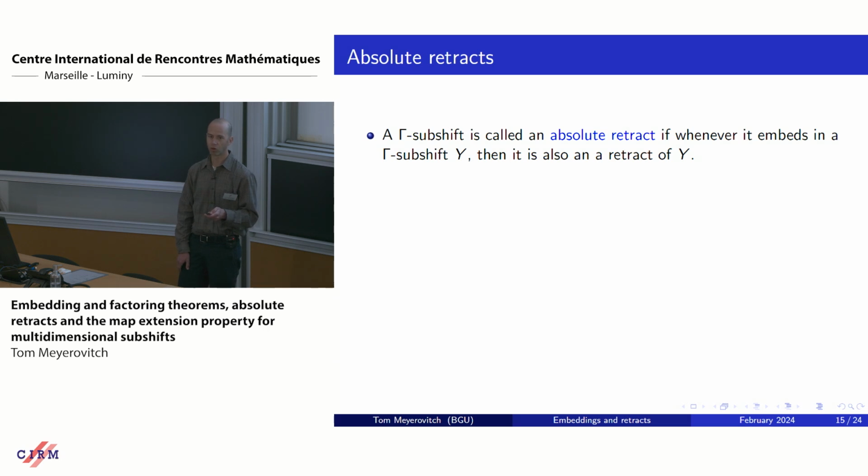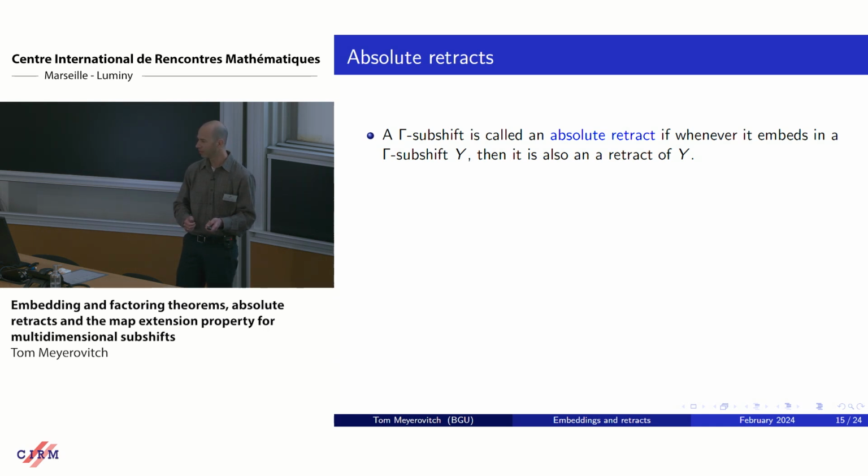Now, there is a very classical old concept in topology called an absolute retract. So you have a topological space, it's an absolute retract for some class of topological spaces if whenever you embed it in something from this class, you're a retract. So in the class of subshifts, a subshift is an absolute retract if whenever it embeds in another subshift, it's a retract of that subshift. Sounds strange, but these exist, and there are many of them.